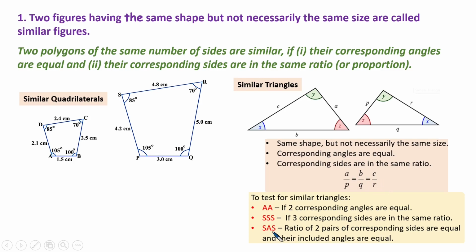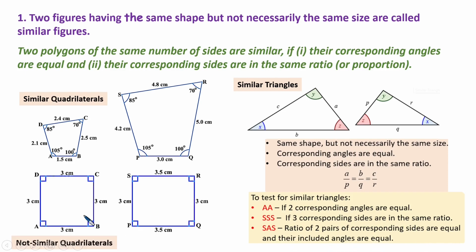Or you can have similar triangles if two sides are in the same ratio and the included angle, which is in between these two sides, is the same. Okay, so this angle will be the same, but the ratios of the sides among those two triangles should also be the same. So the ratios of two pairs of corresponding sides are equal and their included angles are equal.